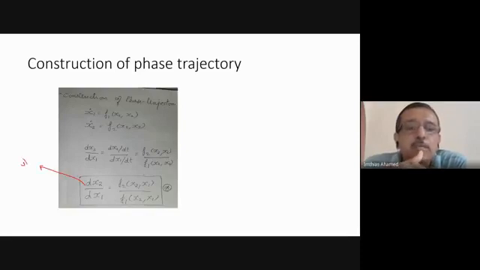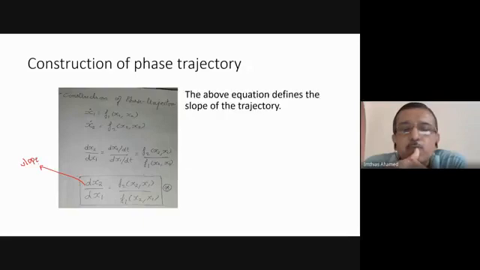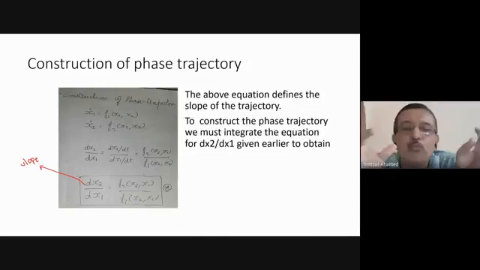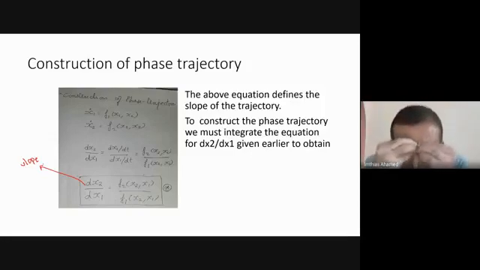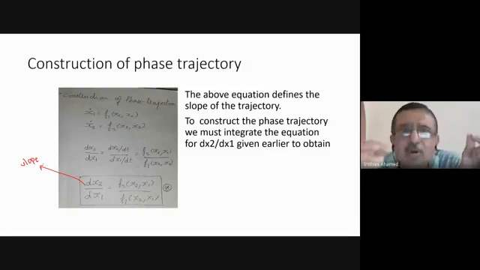This is the slope of the phase trajectory. So what is our agenda? The above equation defines the slope of the trajectory. To construct phase trajectory, what is our agenda here? We want to draw the line showing the relationship between x2 and x1 as t goes on. To construct phase trajectory, you must integrate this equation.